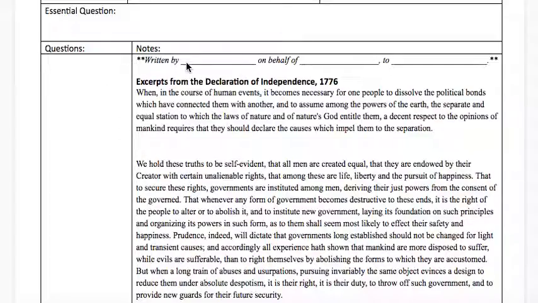So it is written by Thomas Jefferson on behalf of the American colonists. Please make sure you put an S on colonists because we're speaking of a plural amount. And it is written to King George III. And if we're being real about it, you could also add, and other nations.